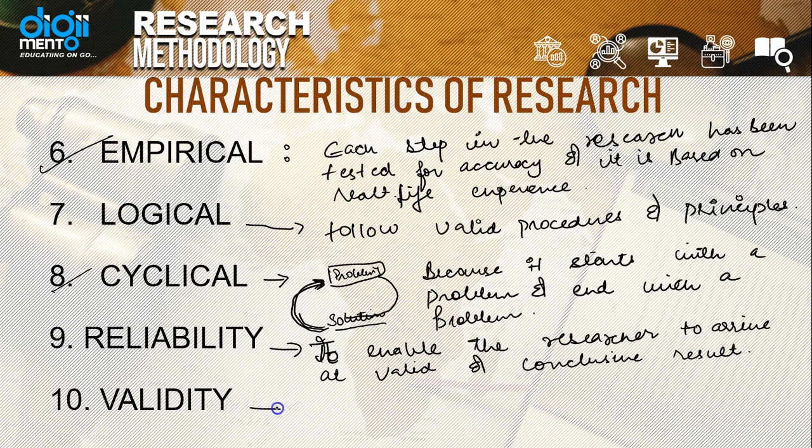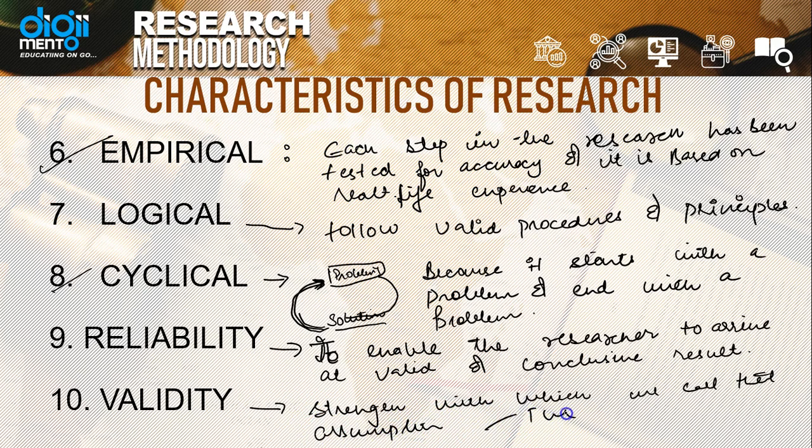Okay. Now the next one is validity. Validity and reliability are correlated, but you can say validity is more important than reliability. So what is validity? Validity is basically the strength with which we call a research conclusion or assumption true or false. It's a strength with which we call whether our assumption is true or false, our conclusion is true or false. Okay, so that's it about the characteristics of research.